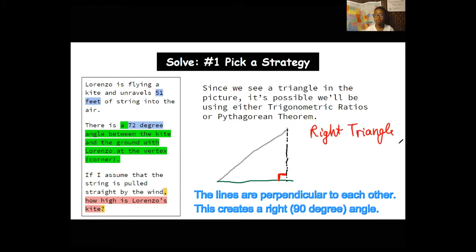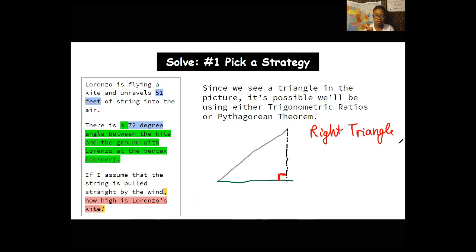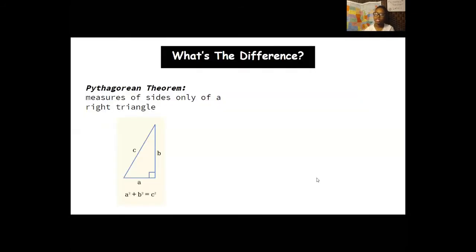Okay, so we got that. This is a right triangle. So what I wrote here is, since we see a triangle in the picture, it's possible we'll be using either trigonometric ratios or Pythagorean theorem. Which one will we be using? And these two are only used when we are talking about a right triangle. So what's the difference between Pythagorean theorem and trig ratios?